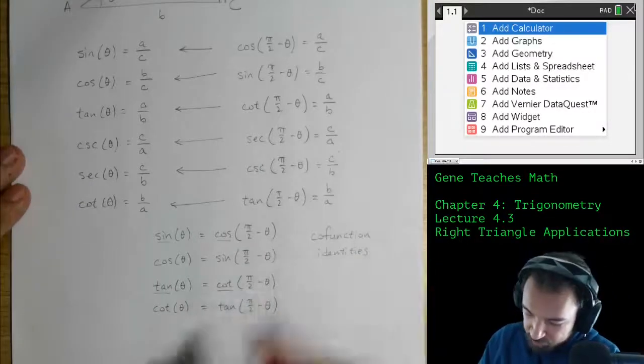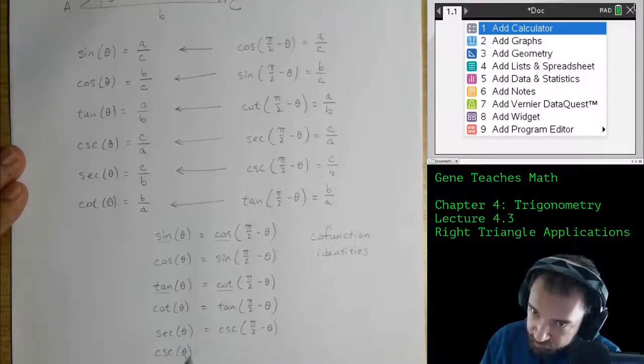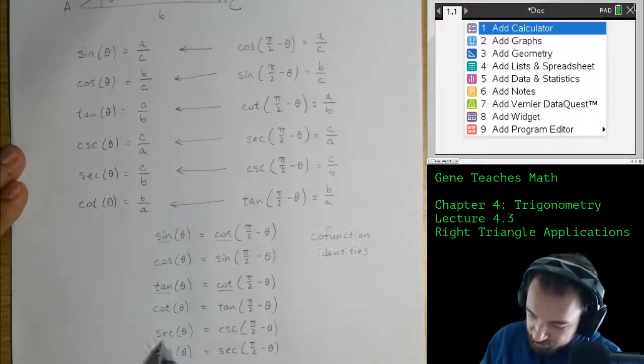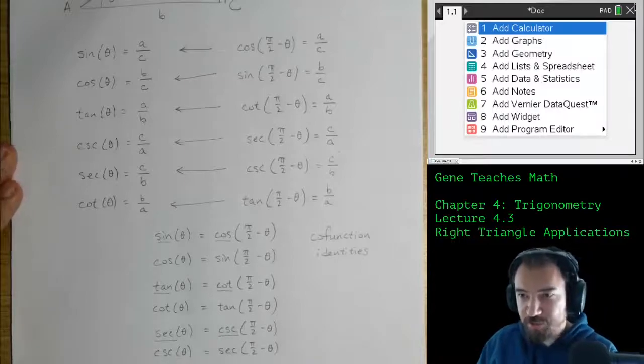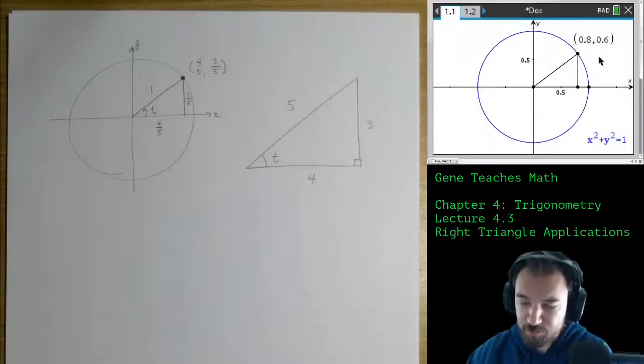So the final pair we write down is secant of the angle theta is cosecant of the complementary angle, and that cosecant of an angle is secant of the complementary angle. And finally, we say secant and cosecant are cofunctions. Cool things. Now let's come back to this picture.